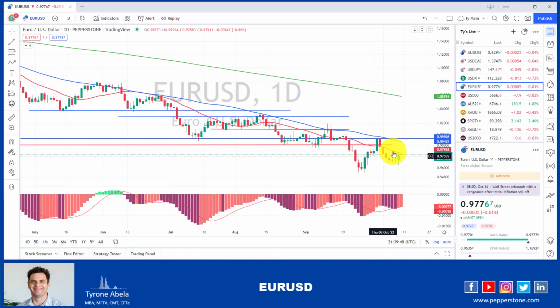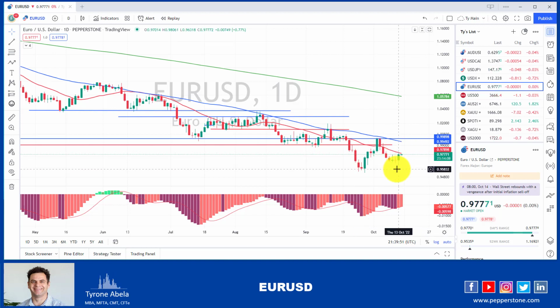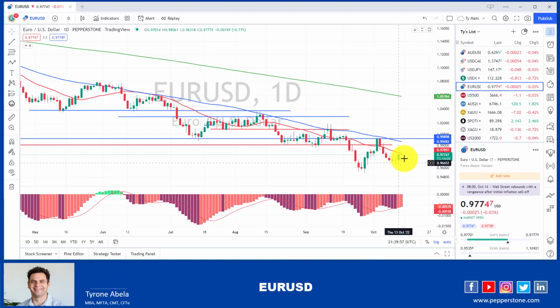So very interesting moves on this one. It failed to make a new low, just like the dollar index failed to make a new high. And it's certainly got MACD in its favor now. Interesting to see what happens if we get a daily close above the 20 moving average, so above the 98.20. I'd be starting to target the 99 and the 100 levels for short-term scalps.